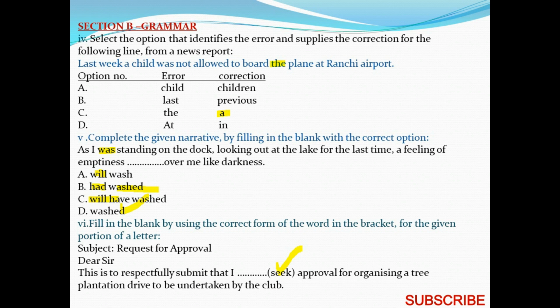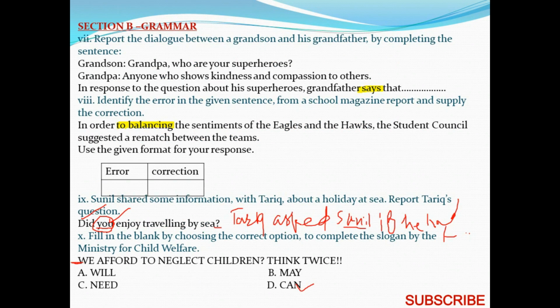Fifth question, complete the given narrative by filling in the blank with the correct option. Again we have seventh, report the dialogue between a grandson and a grandfather by completing the sentence. In response to the question about his superheroes, grandfather says that. So you will have to check here, says that.